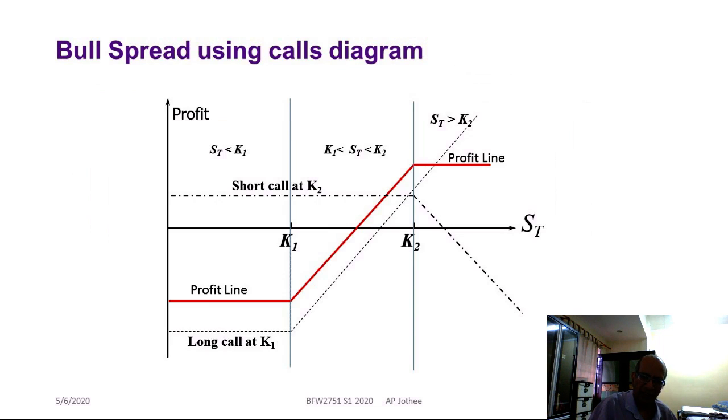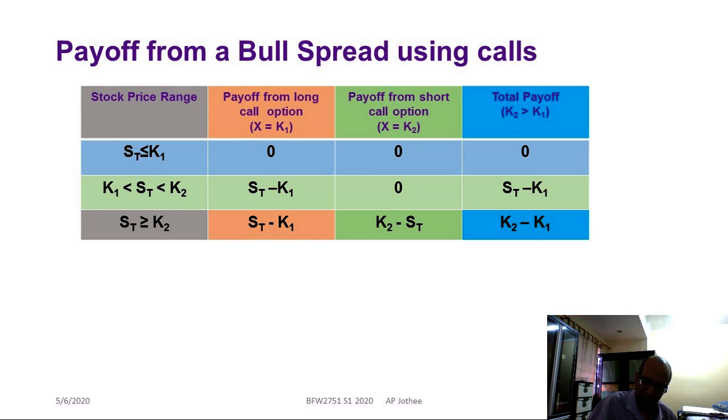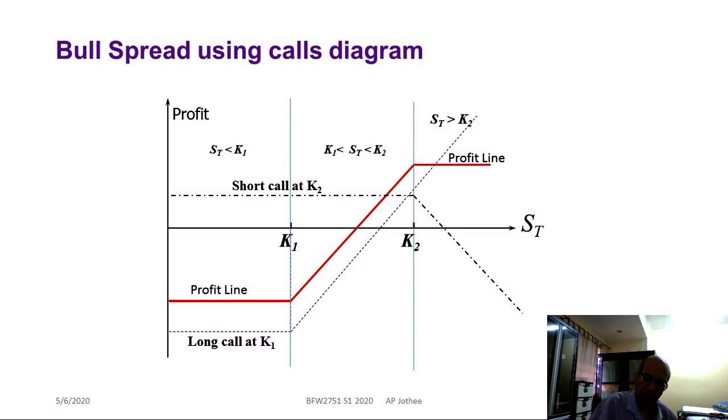Here, of course, your profit line is incremental when the ST was between K1 and K2. But after that, don't worry about the loss in the short call, because you're taking the profit from the long call here and you are financing your short call. So the profit is neutralized there. That is why, when you see here, it rises up to K2, and then it is flat. That's why it's a bull spread.